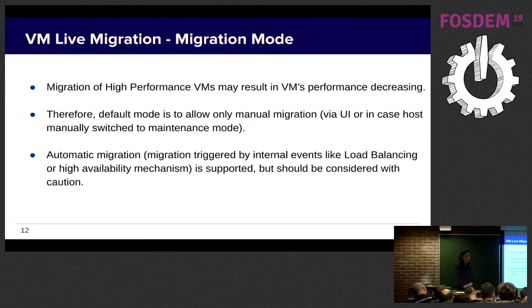So when a high-performance VM is migrated from one host to another, the performance may be decreased because you move from one host to another, and you don't know if the destination host has the same settings as the source host. Therefore, we chose that the default mode for migration will be manual and not automatic, meaning that we want the user to control the migration. So for high-performance VM, the migration will be manual. The user needs to trigger that, although automatic migration is still supported.